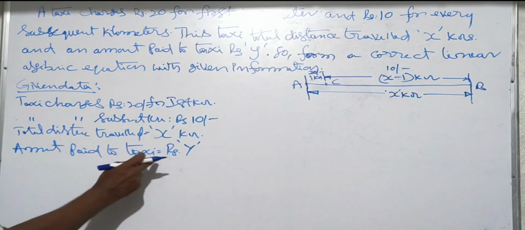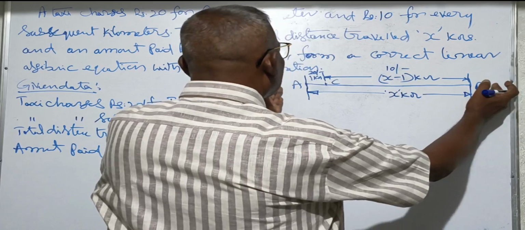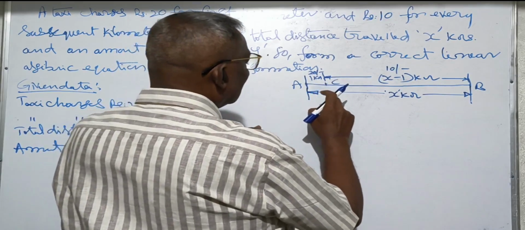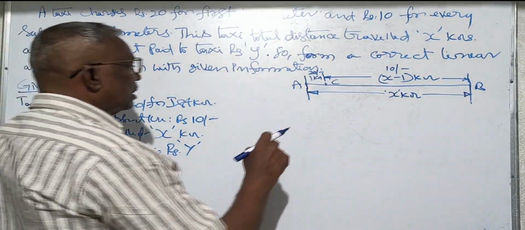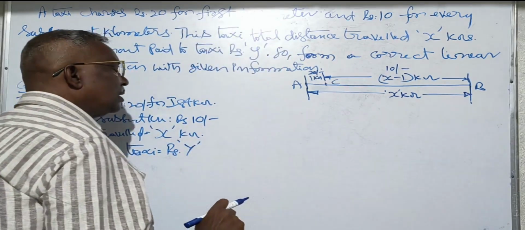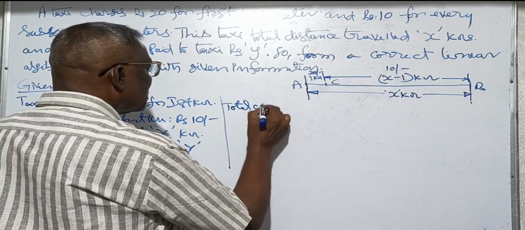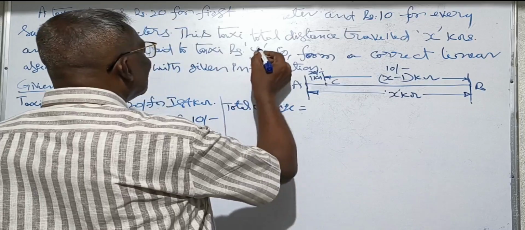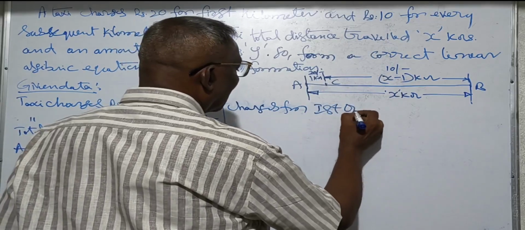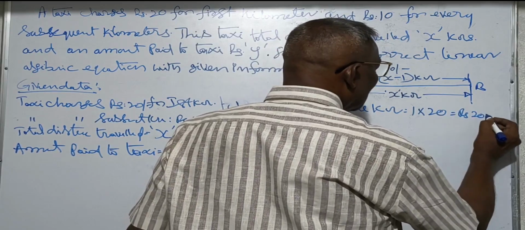How to form it? The total amount paid to the taxi is y. So the total amount paid to the taxi is equal to the charges of the first kilometer plus the charges of the remaining distance. The total charge y is equal to the charges for the first 1 kilometer, that is 1 into 20, which is rupees 20.